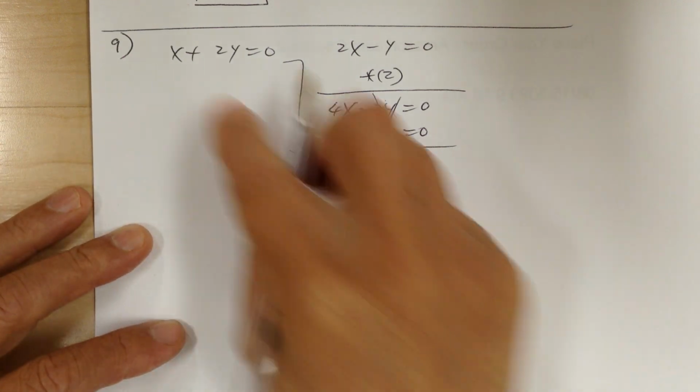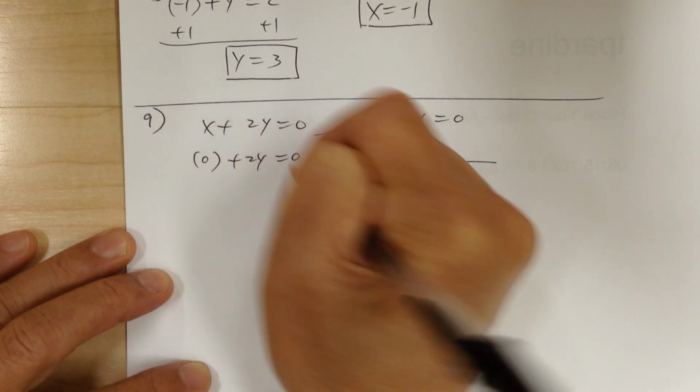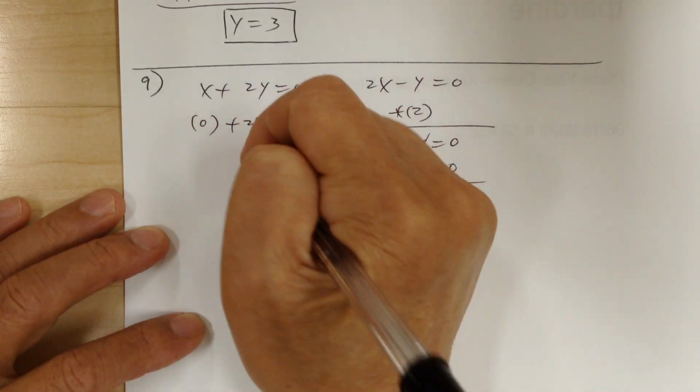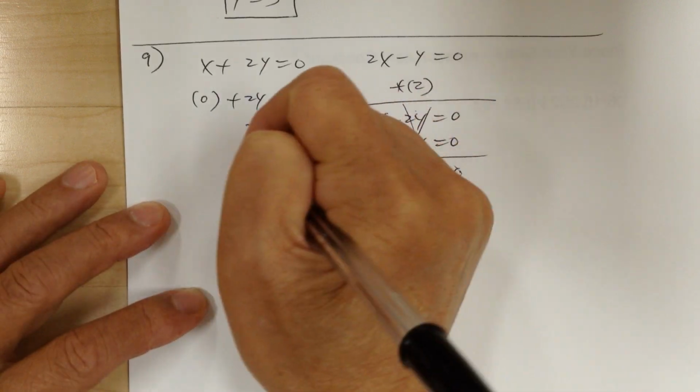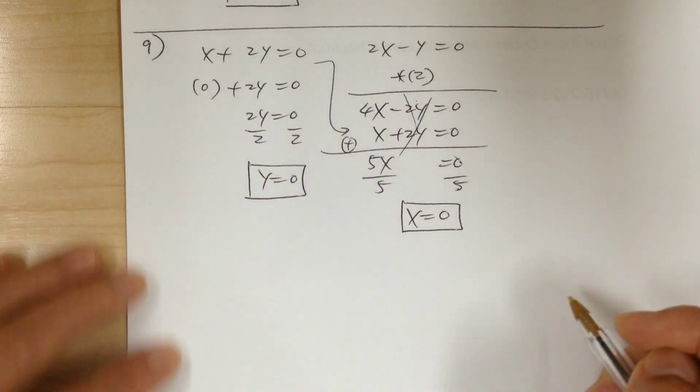Then I'm going to substitute into here. So I got 0 plus 2y equal to 0. Again, 0 does not do anything. So I got 2y equal to 0. Divide by 2 on both sides. So y equal to 0.